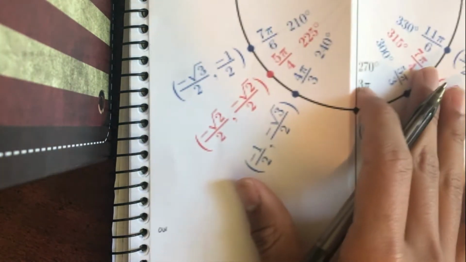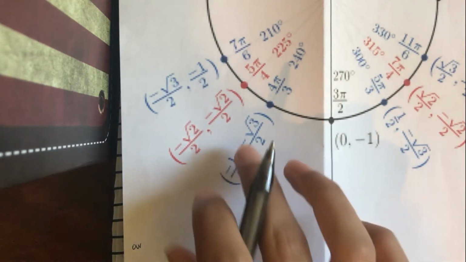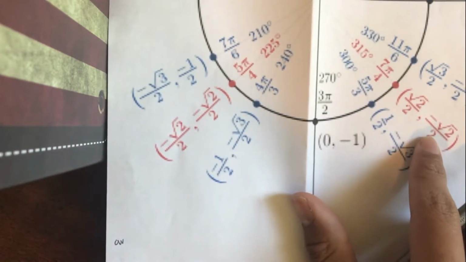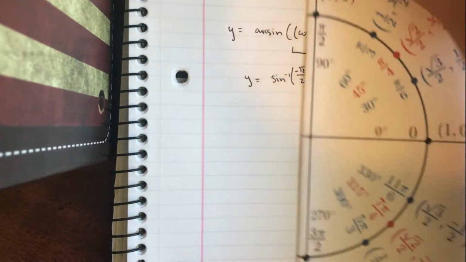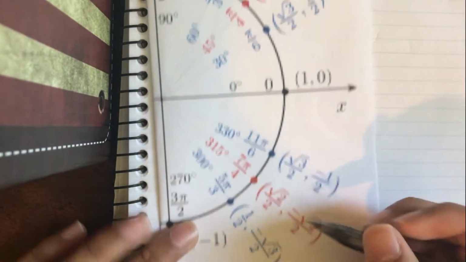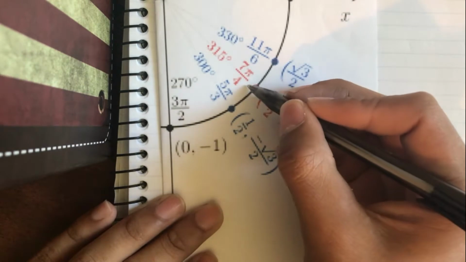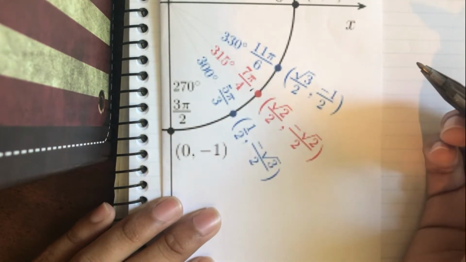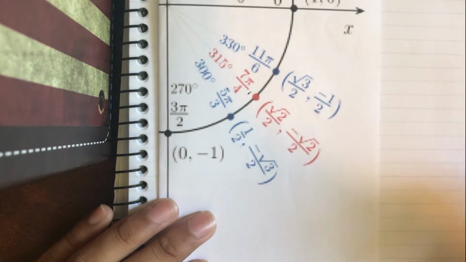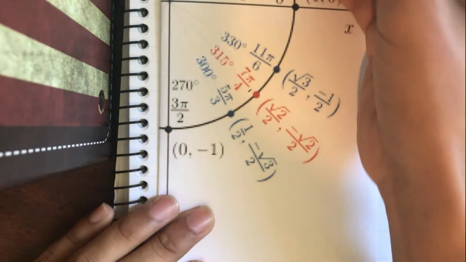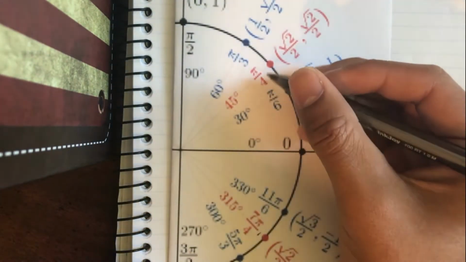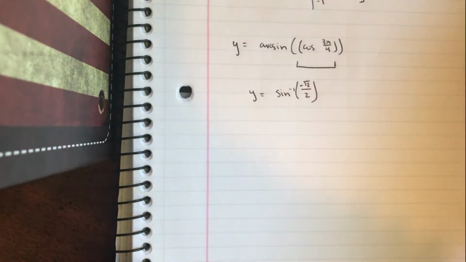However, if you look at your unit circle, there are two values that yield that. But inverse sine is restricted to quadrants 1 and 4. So you would go with 7 pi over 4. However, inverse sine at quadrant 4 is negative. So you take negative pi over 4, and that is your answer.